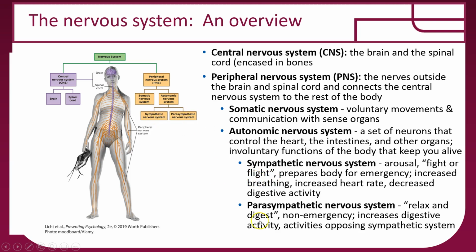And then the parasympathetic nervous system is the relax and digest non-emergency state that our body is in most of the time. Typically, we're in a non-emergency situation. Our body is digesting our food. It's keeping our heart beating at just a relatively calm rate. We're breathing at a relatively calm rate. All of that is just our normal non-emergency system. All right, so that's the general idea of the divisions of the nervous system.